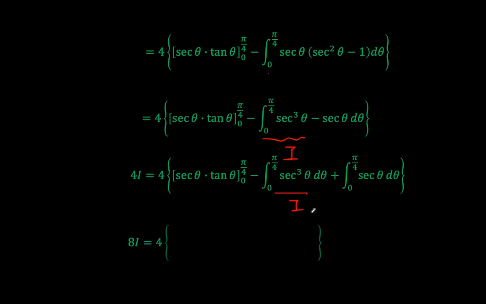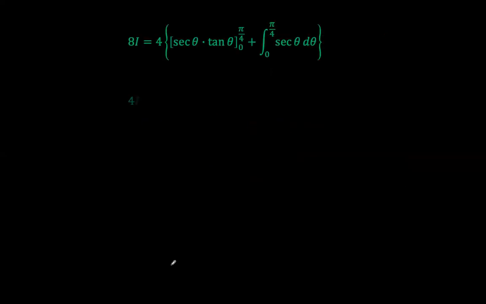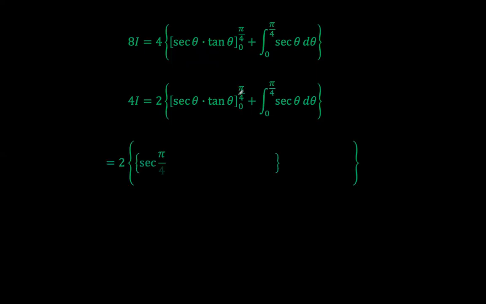We can now pull this I onto the other side. So we have 4i, and multiplying this 4 times this I, we have 4i. Pushing it to the left-hand side, we have 8i. And to revert back to the 4i, we have to divide both sides by 2. So you realize that this 4 now becomes 2, and then we have that integral reducing to this. And then you can now start substituting in the limits: sec pi over 4 tan pi over 4 minus sec 0 times 0.